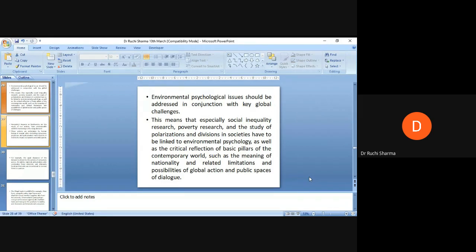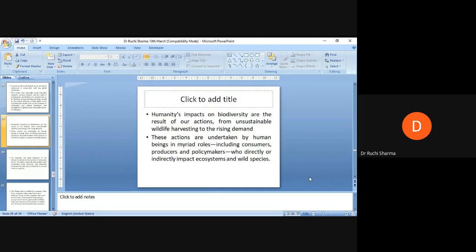Poverty research and the study of polarization and division in society have to be linked to environmental psychology, as well as the critical reflection of basic pillars of the contemporary world, such as the meaning of nationality and related limitations and possibilities of global action and public spaces of dialogue. Humanity's impact on biodiversity is the result of our action. We can say, yes, these actions are undertaken by us, and we have different roles, as a consumer, as a producer, or as a policymaker. We directly or indirectly impact our ecosystems.